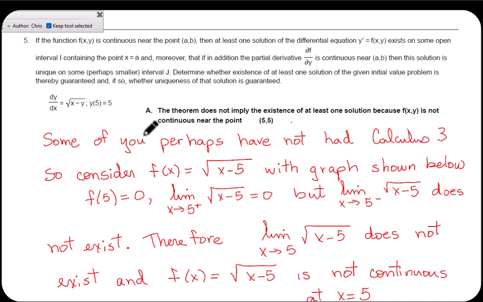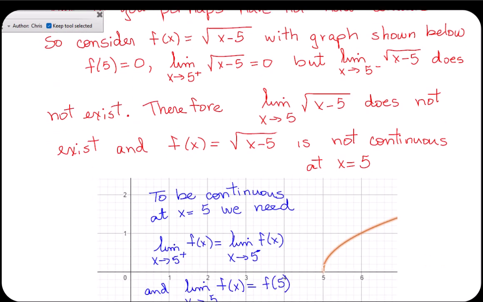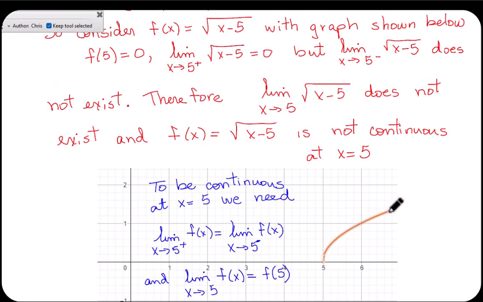So, some of you may not have had Calculus 3 before, so let's start off with an example from Calculus 1. Supposing I change the problem, I get rid of the y, and I just have a 5 there. So f of x is the square root of x minus 5. Square root function, I've got the graph there below. And when I plug in 5, I get 0. That's great. It is defined at 5.